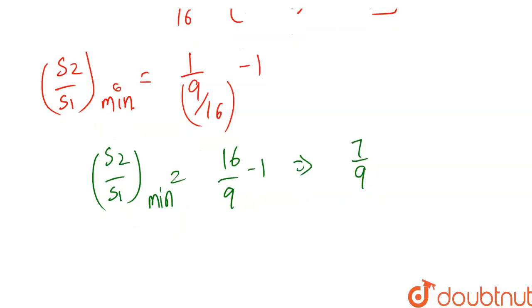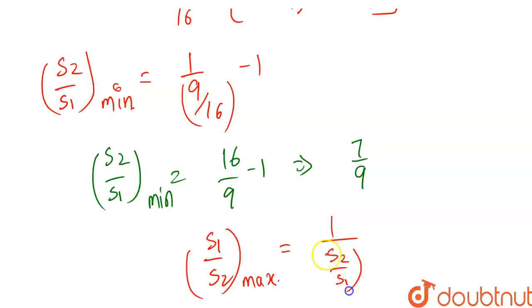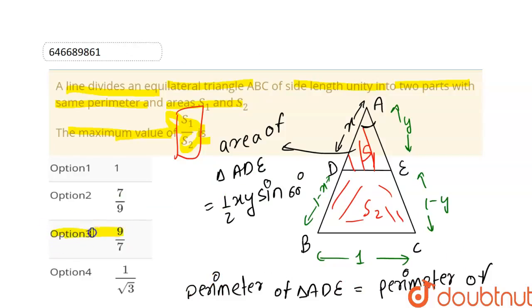And now we have to find the maximum value of S1 upon S2. So S1 upon S2 maximum value is basically equal to 1 upon S2 upon S1 minimum, right? So it is equal to 9 upon 7. So 9 upon 7 is the correct answer. So the correct answer is option 3, that is 9 upon 7.